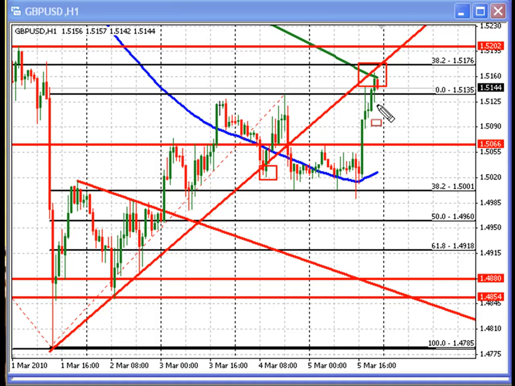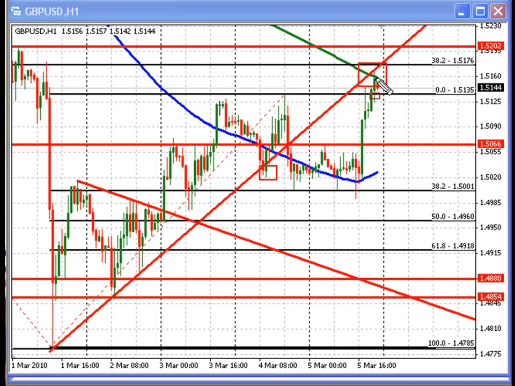We may see further corrective moves to the downside on Sunday as a result of that, or alternatively, if the market is able to break above this 200-hour moving average, break above this trend line, we should see further moves to the upside for the sterling US dollar. So it's a very key point here on Sunday night, Monday morning, and Monday's trade, to see what happens against this area right here.